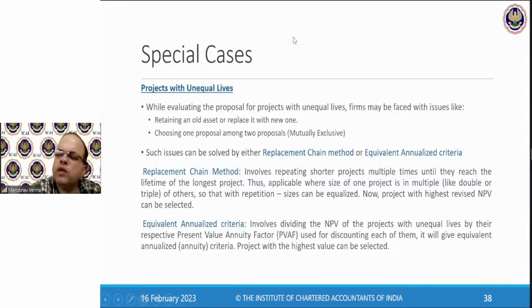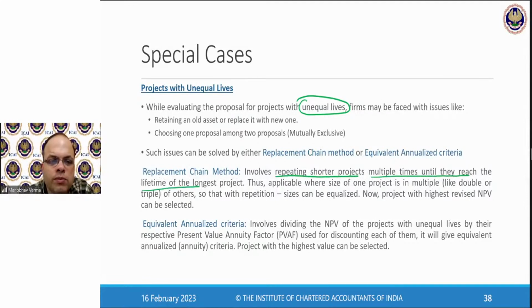The point we are discussing here is where the projects have unequal lives. The problem is: should we retain an old asset, replace it with a new one, or how do we select one proposal amongst the two? Now, what is the replacement chain method? Replacement chain is a method which repeats the shorter projects multiple times until they reach the lifetime of the longest project. And that's why I said it has to be in exact multiples, like double or triple of the other, so that in repetition, the size can be equalized. We are not repeating both the projects.